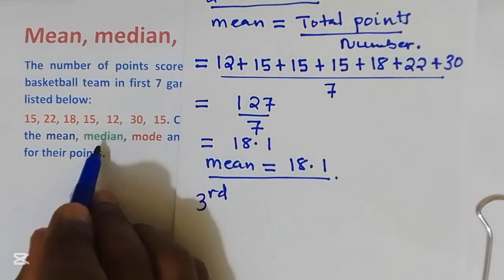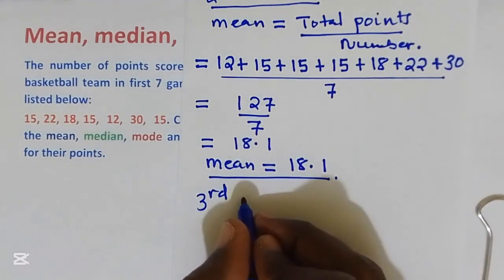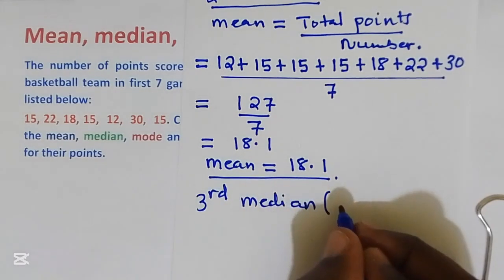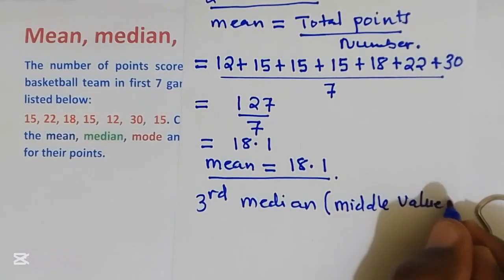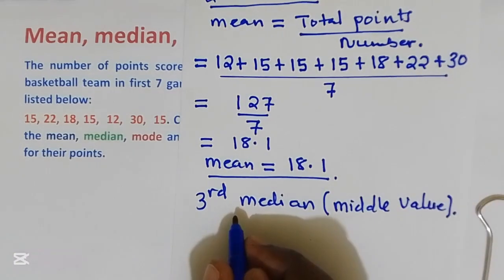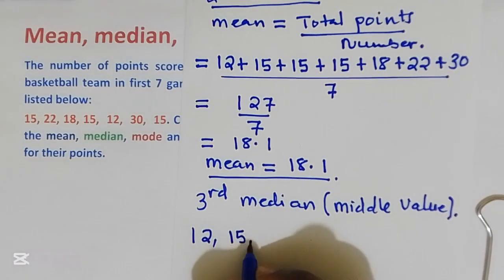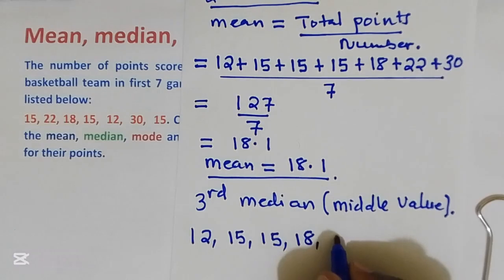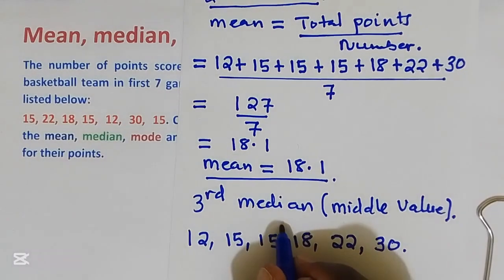Third, let us find median. Median, this is a middle value. So let us find the middle value to our arranged data in ascending order. The data are 12, 15, 15, 18, 22, and 30. I forgot 15 here.